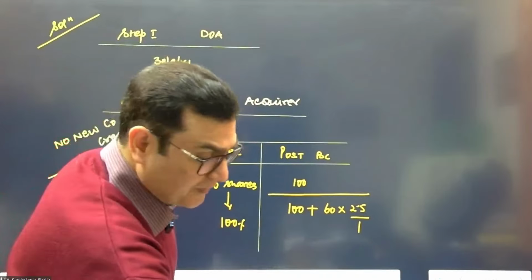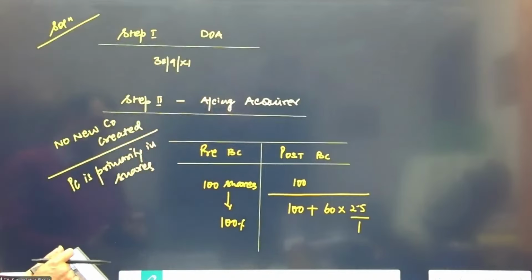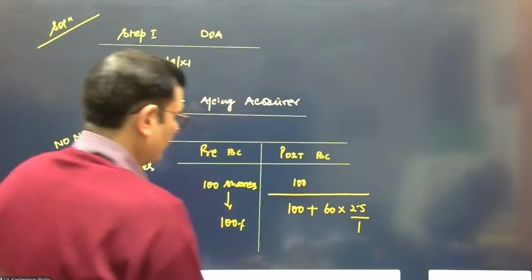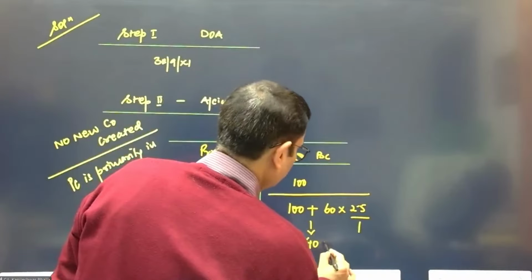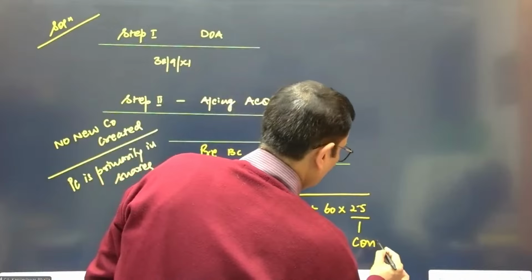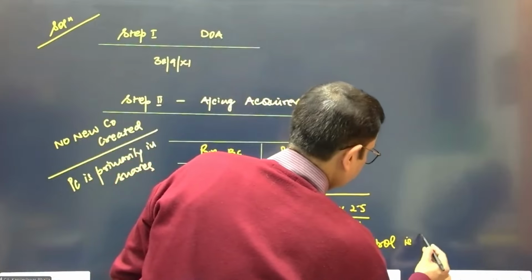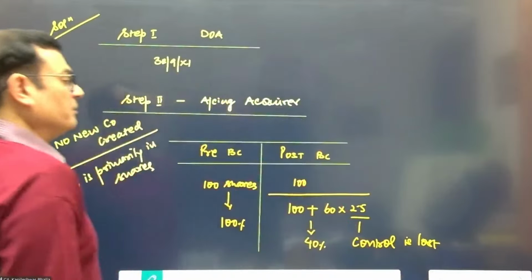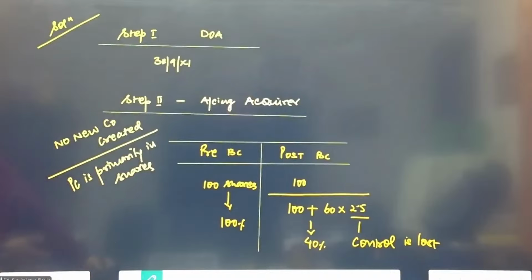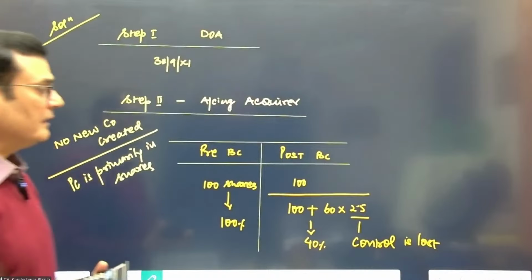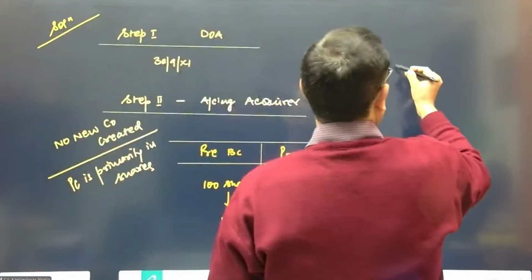You gave 2.5 shares for every one. I think that makes it a total of 250. So the percentage drops to 40%. So can I say the control is lost? The company falls from 100% down to 40%. I think that undoubtedly proves that it is a reverse acquisition.